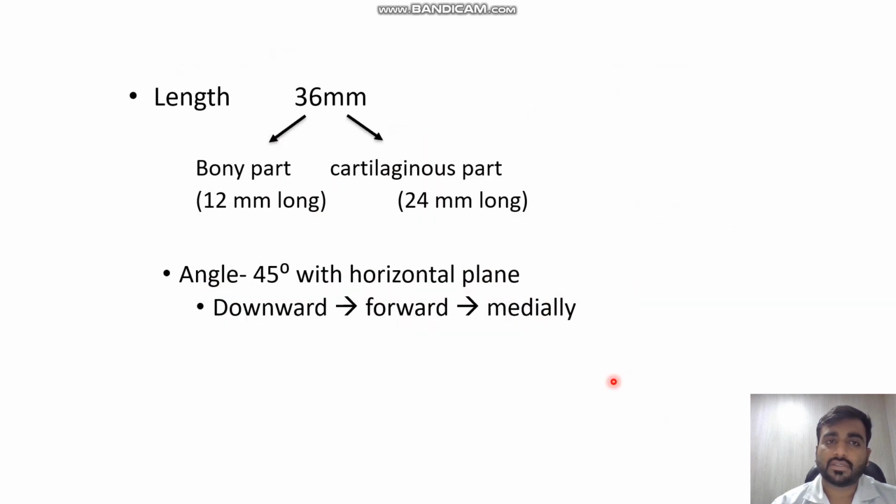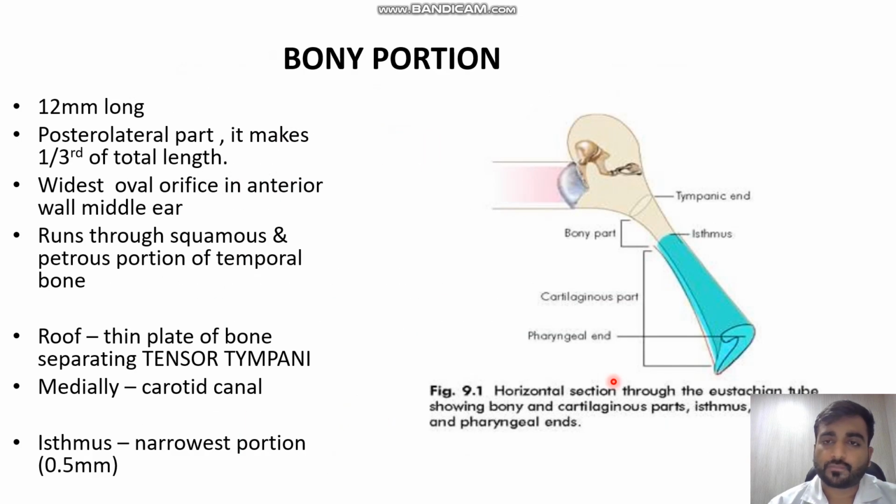Now we are discussing the parts of the Eustachian tube. The Eustachian tube has two parts: the bony portion, situated in the posterolateral part, and the fibrocartilage portion, situated in the anteromedial part. The total length of the Eustachian tube is 36 mm, and the bony portion is 12 mm in length, situated posterolaterally, making up 1/3 of the total length.